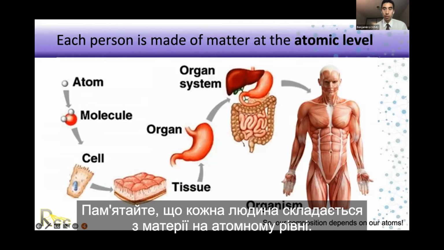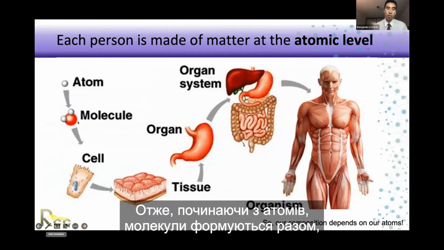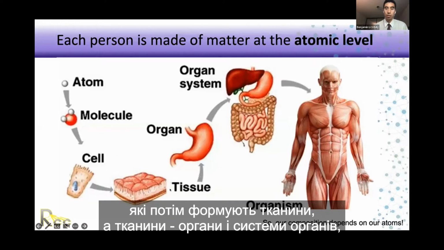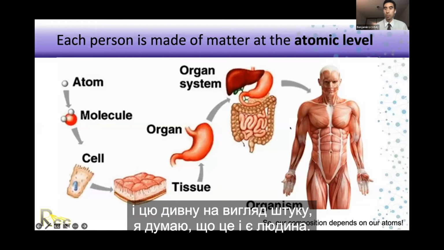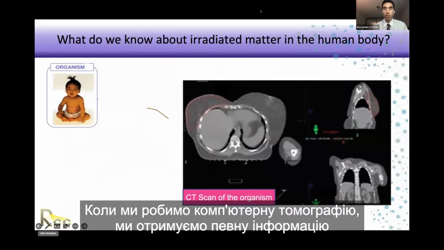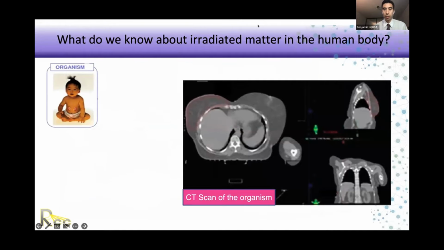Remember that each person is made of matter at the atomic level. So beginning with atoms, molecules form together. Cells are comprised of many, many molecules, which then form tissue, and tissue to organs and organ systems, and this weird looking thing, I think it's a human. So we have an organism, or a human. It's comprised of atoms and molecules. When we do a CT scan, we get some information about the composition of the matter.